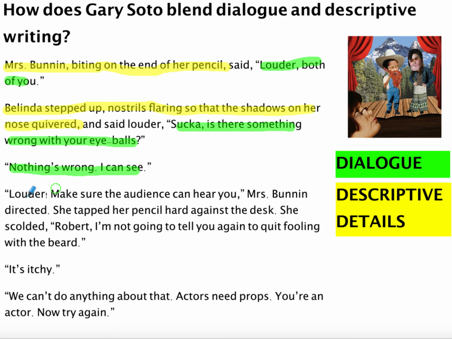"Nothing's wrong, I can see." "Louder! Make sure the audience can hear you," Miss Bunyan directed.